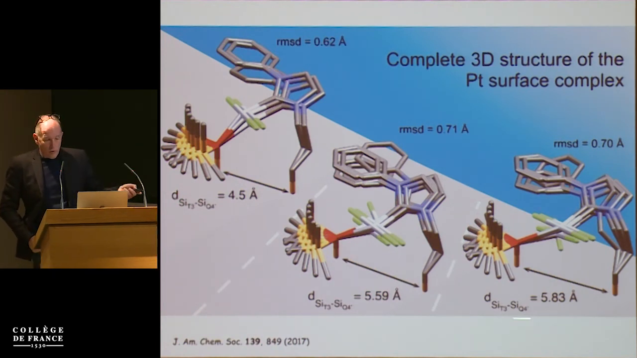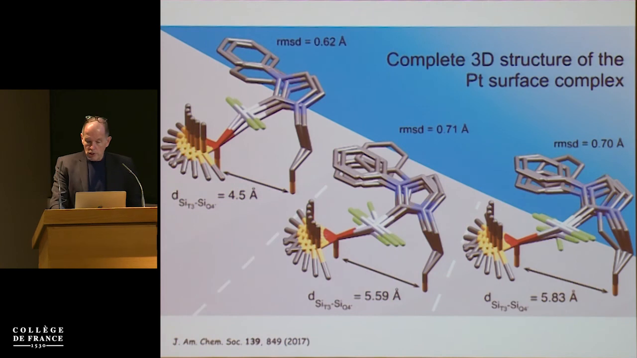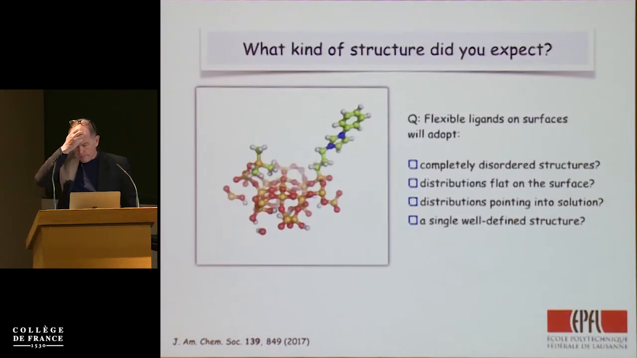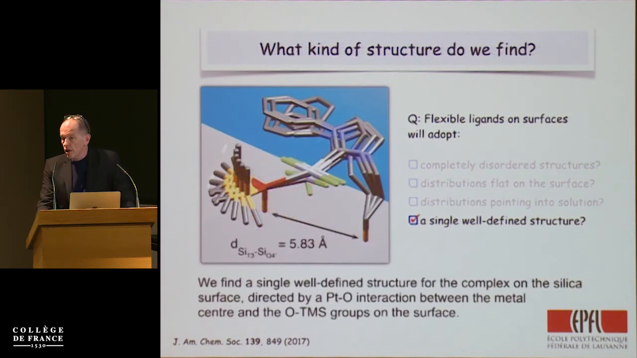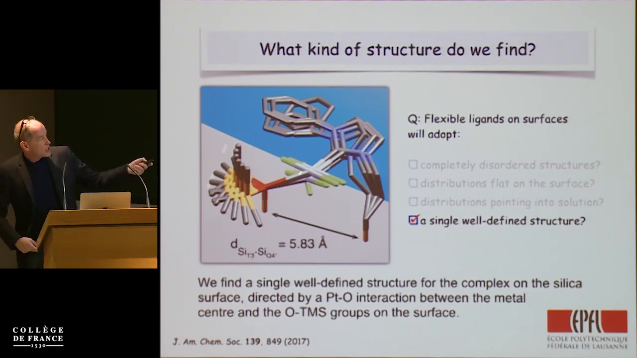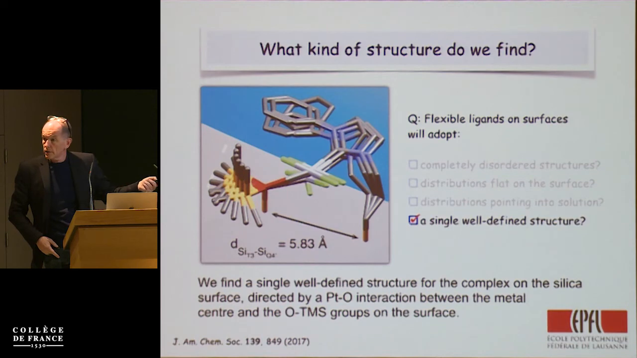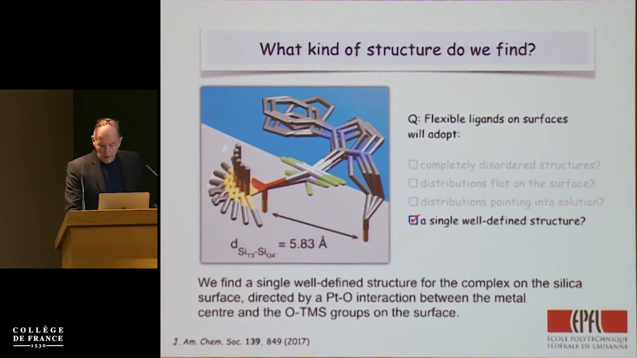And so I think we can go back to that original question, right? The RMSD is about 0.6, 0.7 angstroms on the central structure. Which structure did you expect? And again, whatever it was, you probably didn't think of a single well-defined structure. That is, in fact, what we find. And there's a structure-directing interaction. This platinum center is interacting very preferentially with the oxygen of the TMS groups on the passivating surface. Okay, so we find a single, well-defined structure.